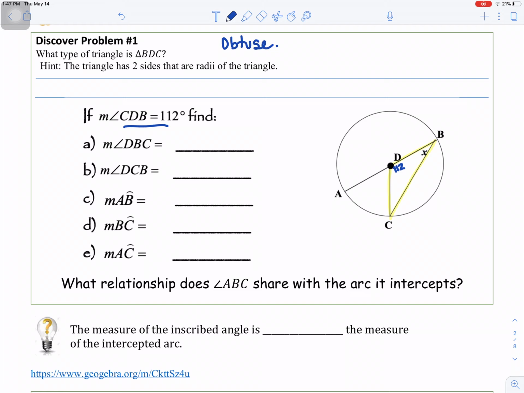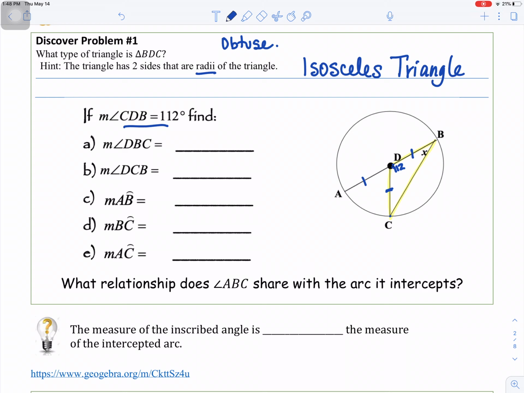But more importantly, the triangle has two sides that are radii, right? D to C is a radius and D to B is a radius. Radii is the plural of radius. So now that I marked it up, I know you know that this is an isosceles triangle, because all radii of the same circle are congruent. AD is also congruent to DC and DB.